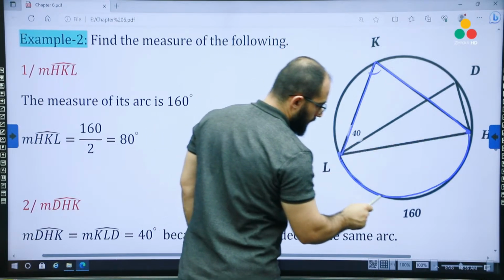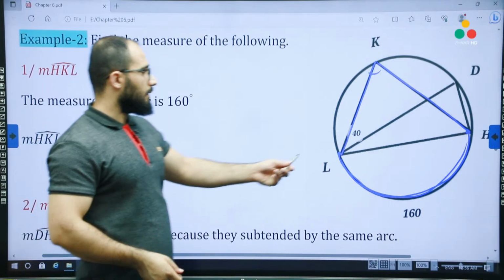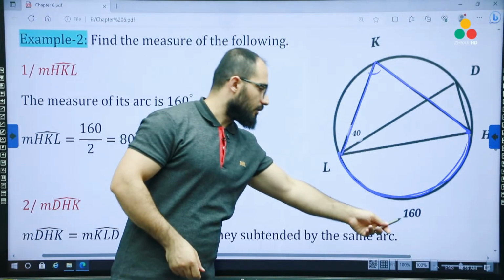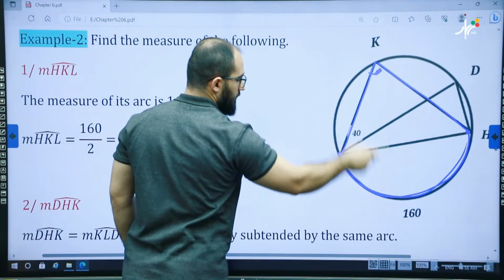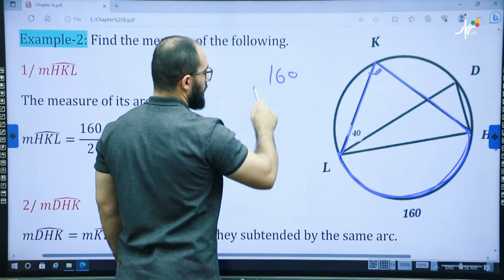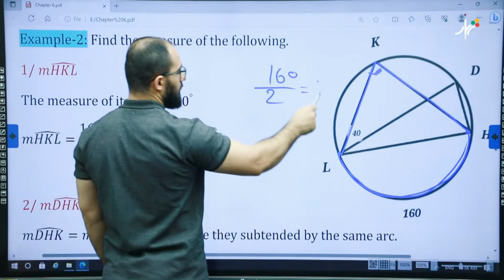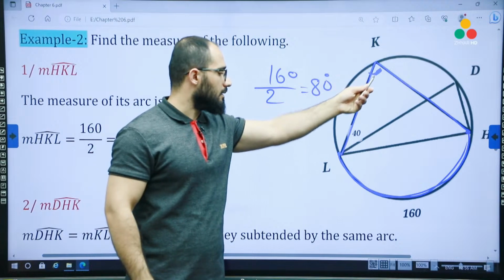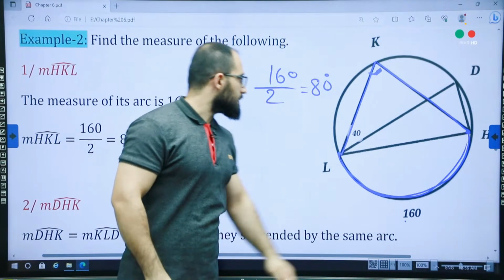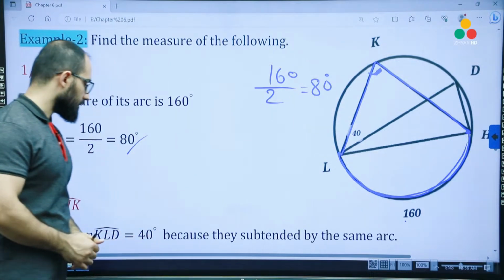This is the arc. What was the rule? The rule was that the measure of the angle is equal to half of the arc. So the measure of that angle is the arc divided by 2, which is equal to 80. So the measure of that inscribed angle, 160 divided by 2, is equal to 80.